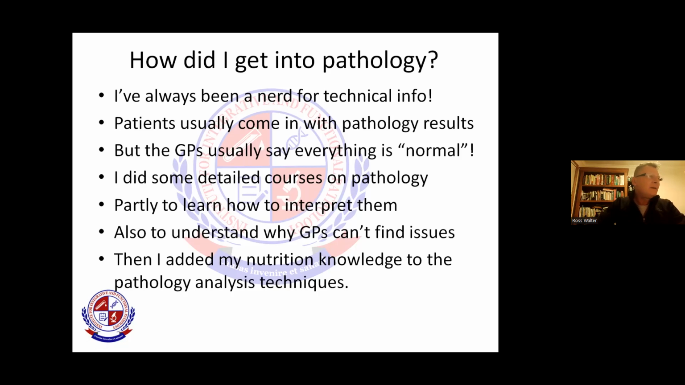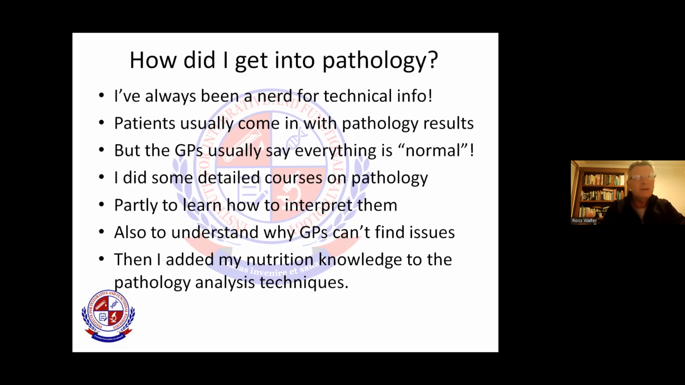And then after a number of years of experience using pathology analysis, from doing a lot of quite detailed and pretty expensive courses on pathology and their analysis, I realized there was an element of the analysis that was missing. So I combined my skills and my knowledge as a nutritionist into being able to find the hidden nutrient deficiencies that are not necessarily explicit in the pathology results.